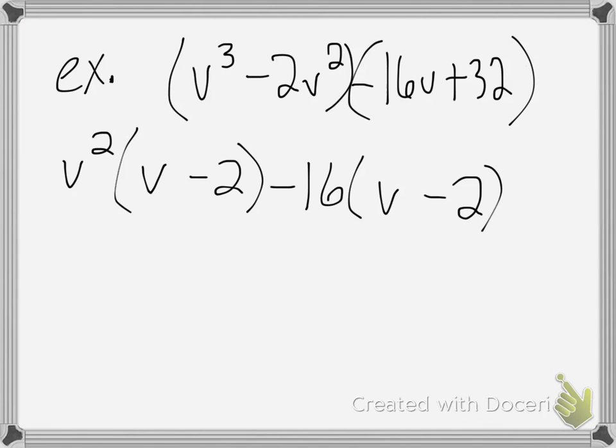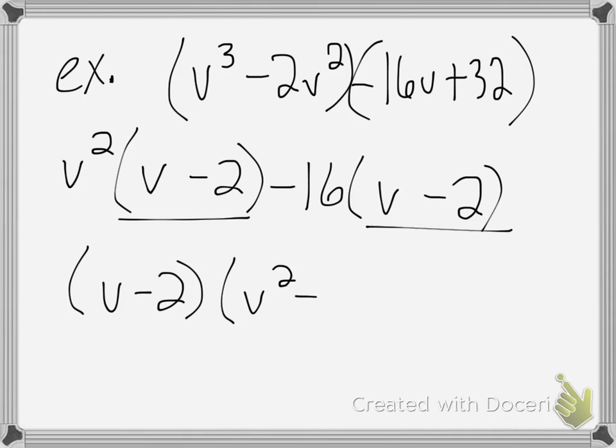I'm not done though yet, am I? What do they both have in common now? V minus 2, right? So that is one of my factors. What's my other factor? V squared minus 16. V squared minus 16, my two GCFs that I pulled out, right? So there's my two factors. Is this my final answer?